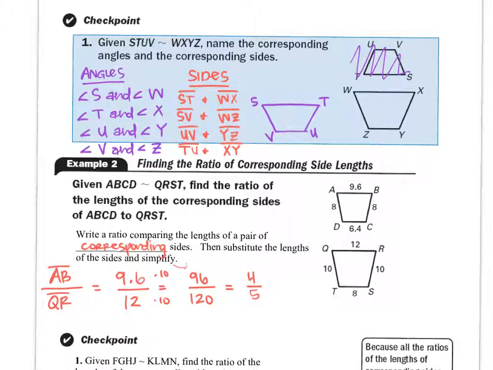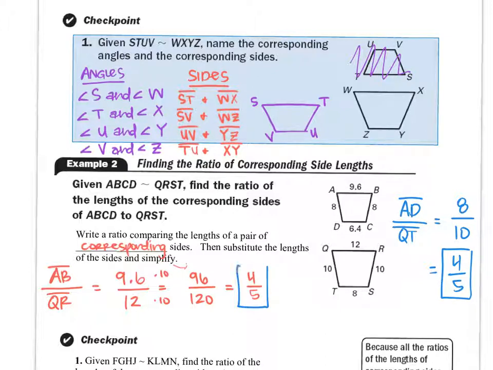So for my next pair, I'm going to pick AD and QT. So I know that AD corresponds to QT. AD is 8, QT is 10. Again, I want to simplify that, and you'll notice it simplifies to 4 over 5, therefore proving that 4 over 5 is the ratio of these corresponding side lengths.